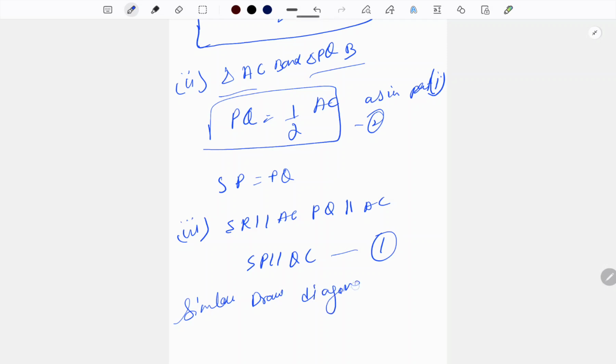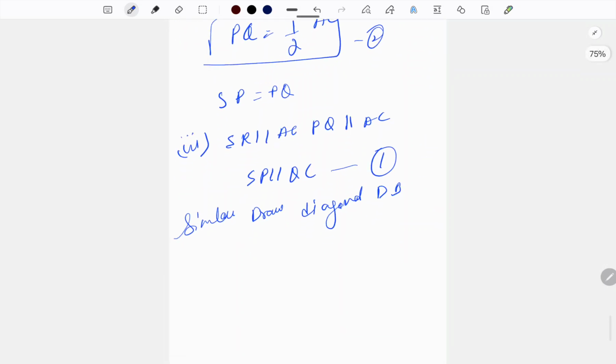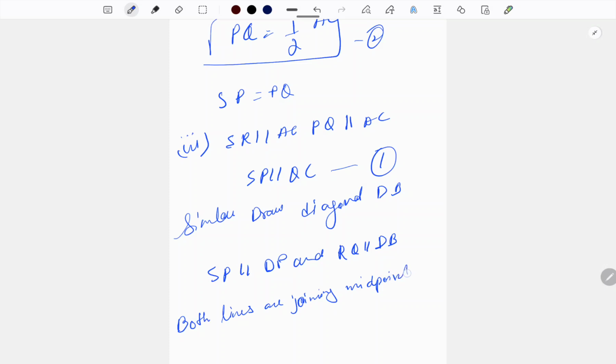Similarly, if we draw diagonal DB, then SP will be parallel to DB and RQ will be parallel to DB, because both lines are joining midpoints of a triangle and will be parallel to the third side. Exactly.